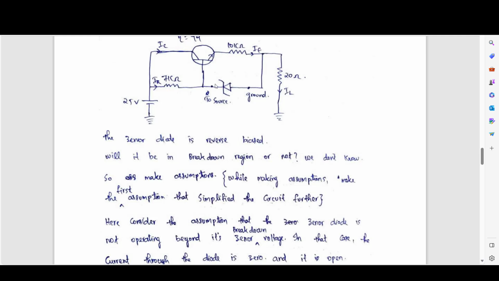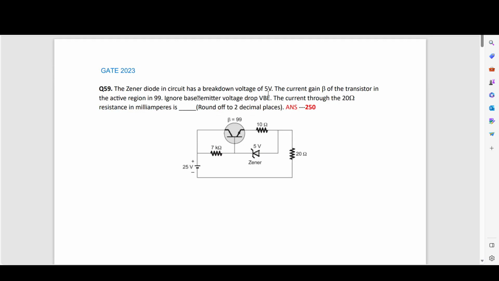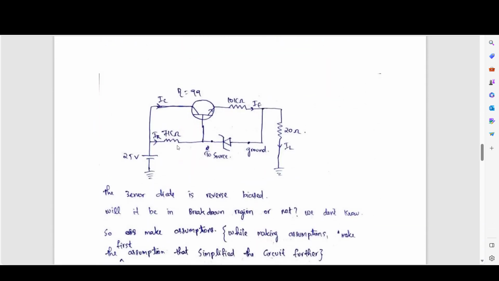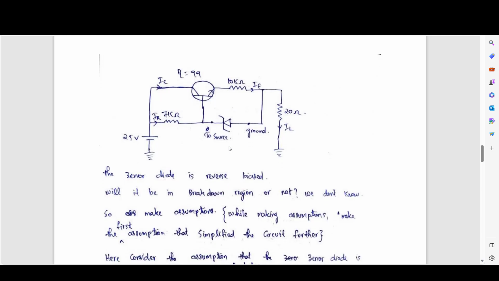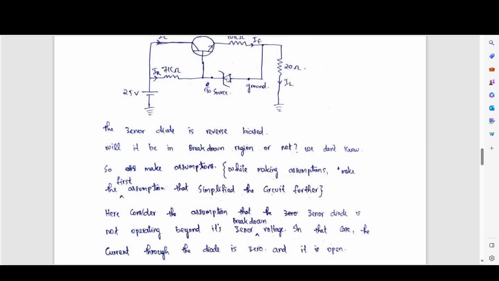So for that, the assumption that we can take is open circuit. We are assuming that it is reverse biased, but the voltage across this is less than 5 volt. The reverse biased voltage is less than 5 volt, because in the question it is mentioned that the breakdown voltage is 5 volt. So we will assume that this is in reverse bias, that we confirmed, but the voltage across this is less than 5 volt. In that case, we can make it an open circuit. And that will simplify the circuit. We are removing one component from the circuit, so it will make the analysis easier.